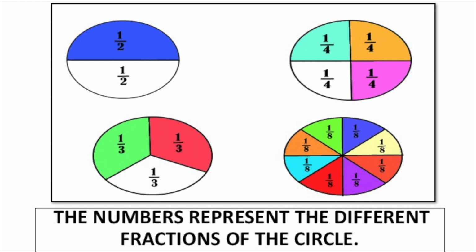But now we cut the circle up even more. How many parts now? 4. So the denominator changes to 4. The denominator, the bottom number, always represents the number of parts. And how many parts here? 3. You see, you can easily tell by looking at the number of parts. And then this one, 8. You see, each part represents 1/8.